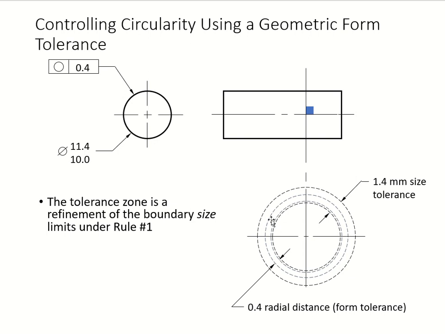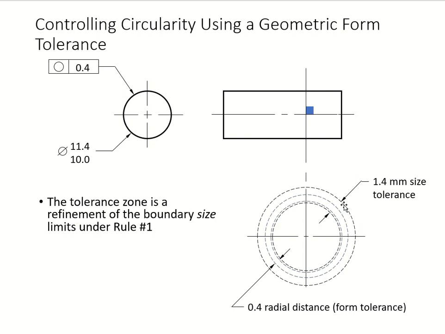Very different things. So we have altogether 1, 2, 3, 4 right there. This one is a 0.4 radial distance, your form tolerance. Your size tolerance is this one, which is 1.4, because when you subtract 10.0 from 11.4, you get a 1.4 millimeter size tolerance right in here. So that's what you're seeing.